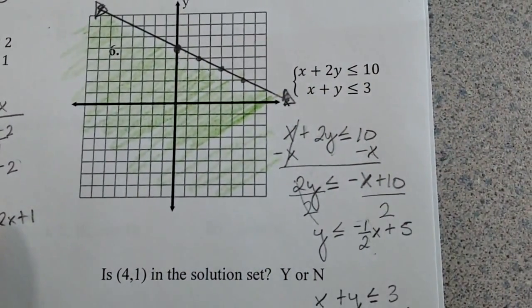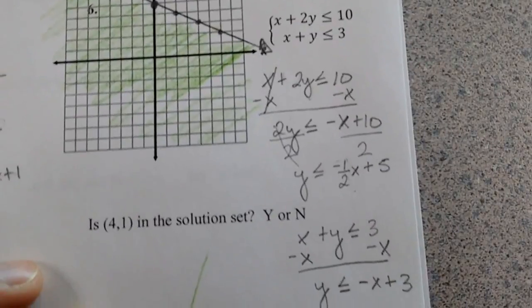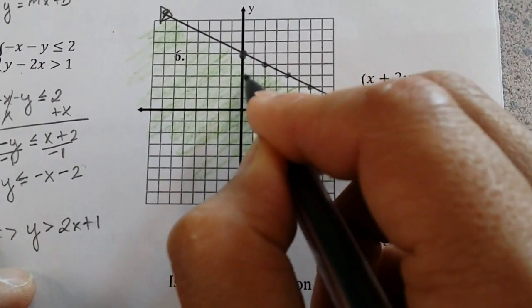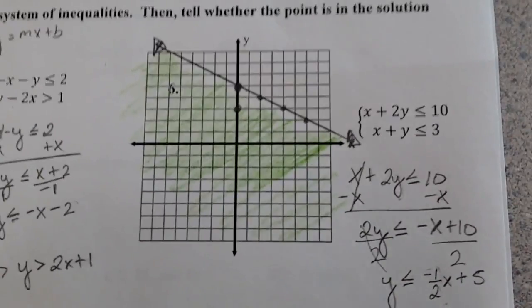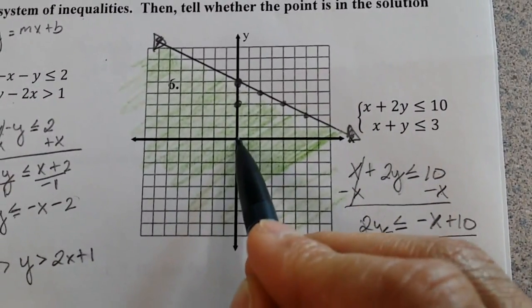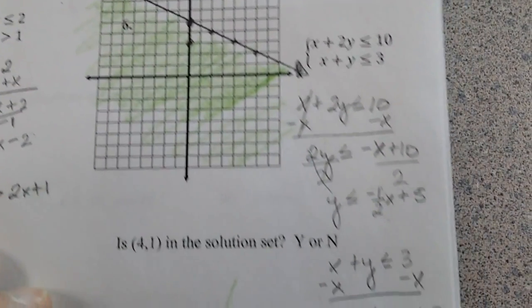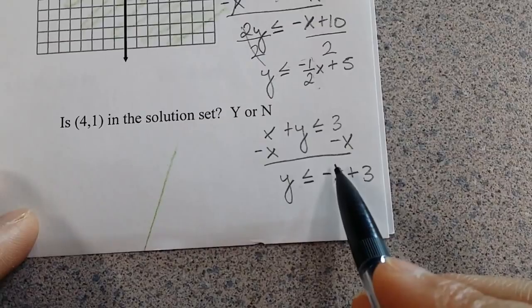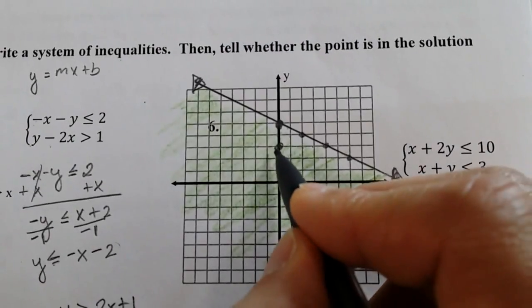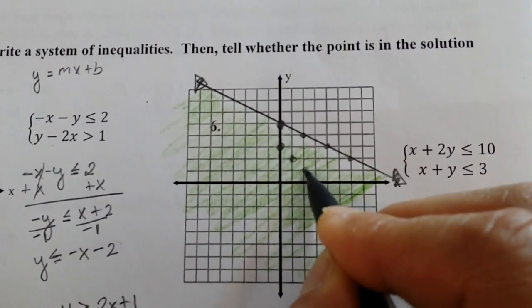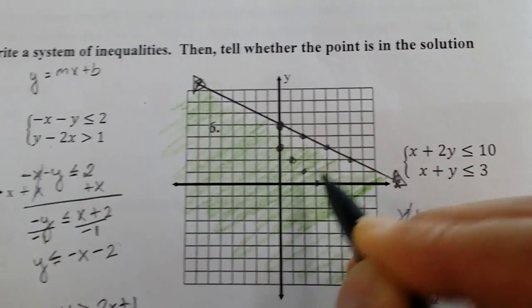Now let's graph the second line. y is less than or equal to negative x plus 3. Plus 3 means I go up 1, 2, 3 from the origin. So I'll plot my y-intercept. And then the slope here is negative 1. There's an invisible 1 there, so it's negative 1, so I go down 1, to the right 1. Down 1, to the right 1. And then I'll connect my points.